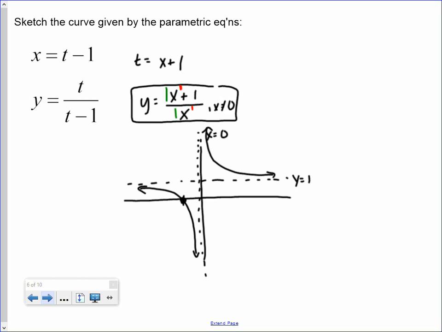So in order to find my arrows for direction, I would just real quickly set up a t-x-y table, and you really just need to do 2 points, because then you'll know what direction it's moving. So I noticed that in my parametric equation, t cannot equal 1, because it makes my denominator equal 0. So I'm going to choose -1 and 0, and just plug those in. When I plug it in for x, -1 minus 1 is -2, 0 minus 1 is -1. And then plug those values in for y. -1 over -1 minus 1 is -2, so -1 over -2 is +1/2. And then 0 over 0 minus 1 is just going to be 0.